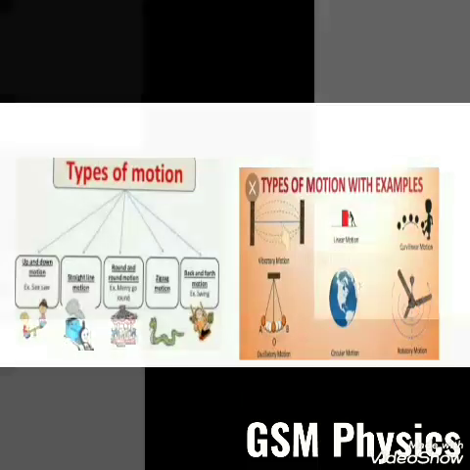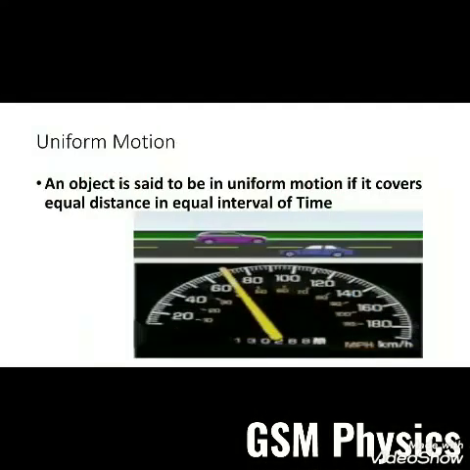Now, uniform motion. An object is said to be in uniform motion if it covers an equal distance in an equal interval of time. See the example of uniform motion. Look at the picture. It is an example of uniform motion.